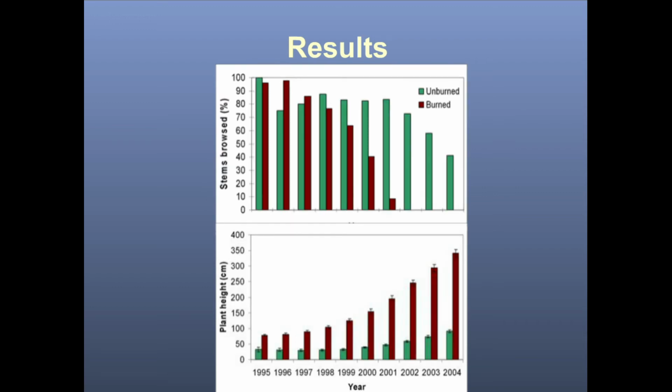Now we compare this pattern to the unburned area, and we see that it's very, very different. What we see is over 75% of the stems in the unburned area were browsed between 1995 and 2001, and we're only now starting to see a decrease in browsing in the unburned area. And only with that decrease in browsing are we slowly starting to see an increase in plant height.